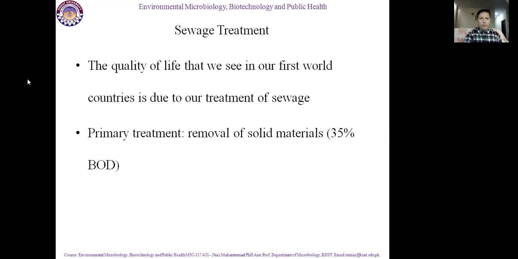So what happens from the first step? Removal of solid material, wood material, plastic material, rubber material, iron material, whatsoever solid, non-dissolvable material is there, we have to remove from wastewater. When we remove all these things, it will reduce 35% of the biological oxygen demand of sewage water.